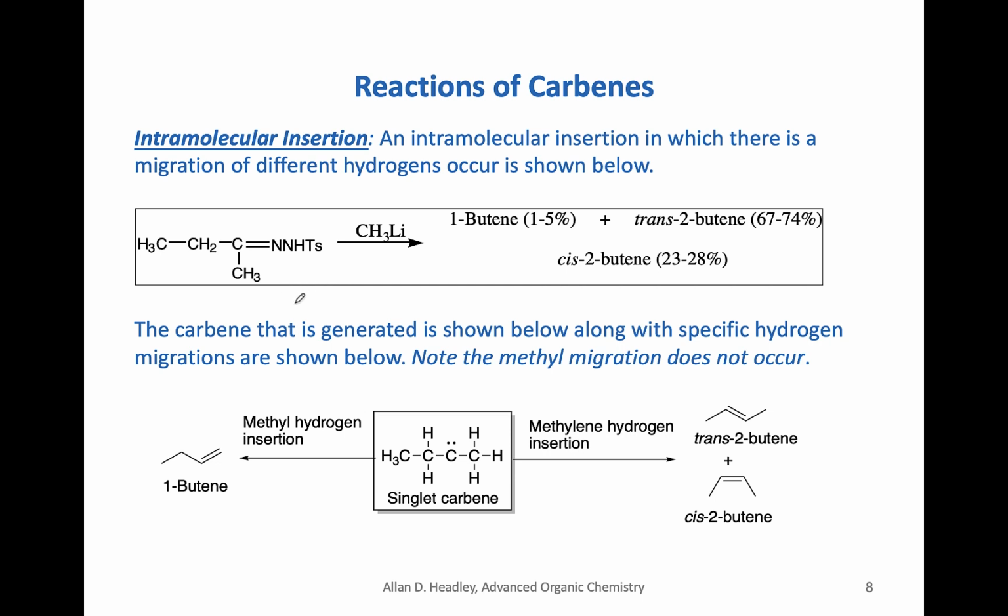So let's analyze this one carefully first before we see what's happening. So here we have the NNTS, the tosyl hydrazone. And remember, this hydrogen here is acidic. So we have this, which is a strong base, methyl lithium. Remember, whenever a carbon is bonded to a metal such as lithium or potassium or sodium, it creates a very basic carbon. So this is a very strong base.